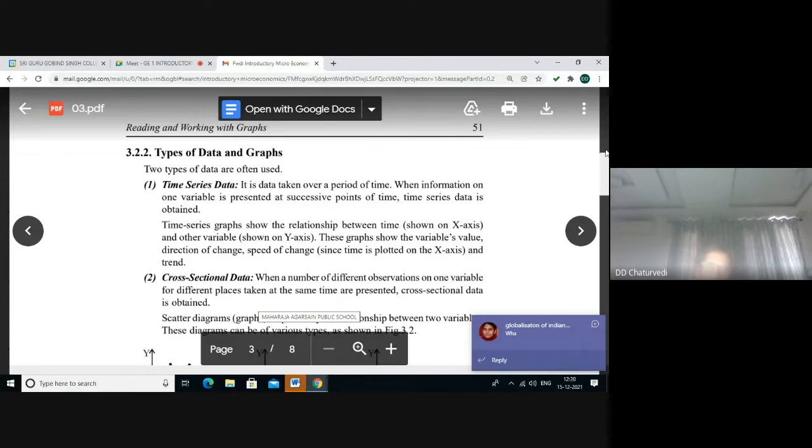Next subtopic will be types of data and graphs. We are generally using two types of data. The first one is time series data. Here data is shown over a period of time for any macroeconomic variables. Under a time series graph, we show the relationship between the time, which is generally shown on the x-axis, and the other variable, which is shown on the y-axis.